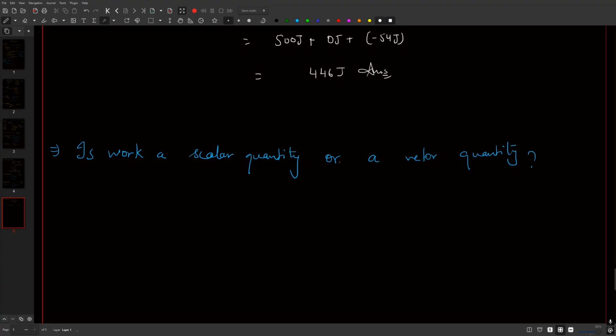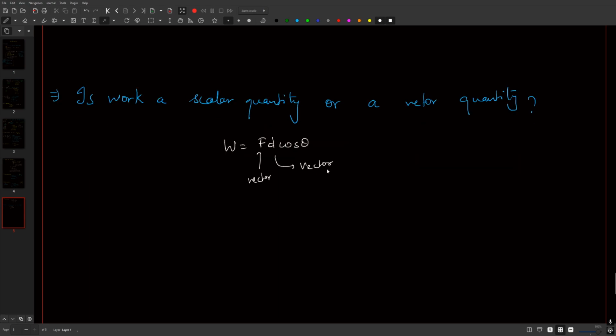I mean, if you remember the formula, this is force, displacement, cosine theta. This is a vector quantity. And we just saw that work can be positive, it can be negative, and it can be zero. So what type of quantity is work? What do you think? Well, work is a scalar quantity.